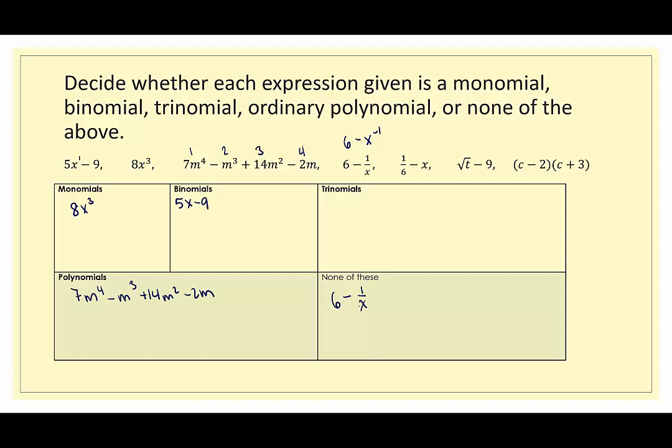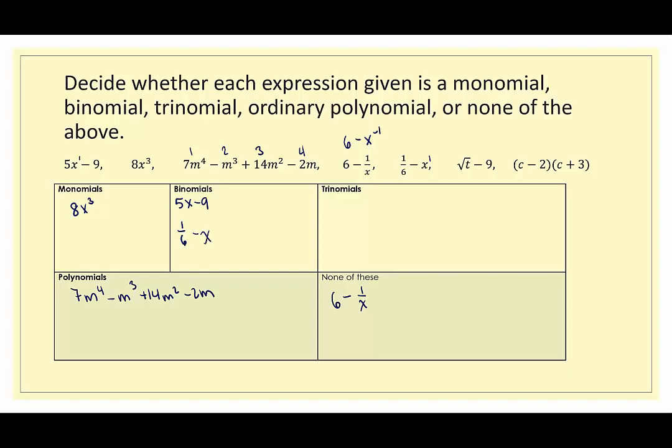How about 1 over 6 minus x? I see x. It has an invisible 1. There's nothing special about it. It's not in a denominator. The fact that 1/6 is a fraction is okay because that's not the exponent of a variable. So this one is a polynomial, and it's specifically a binomial. So that goes here, 1/6 minus x.